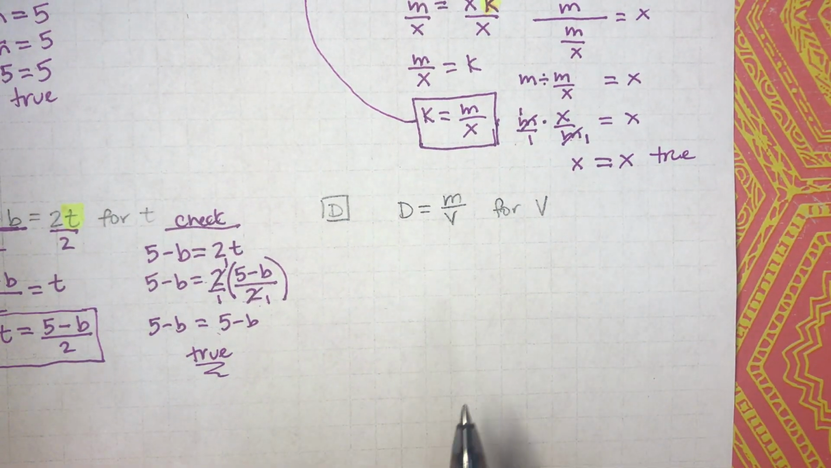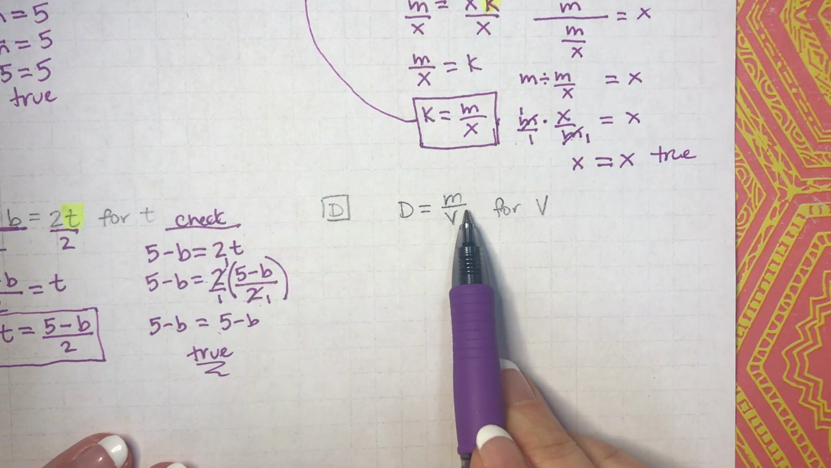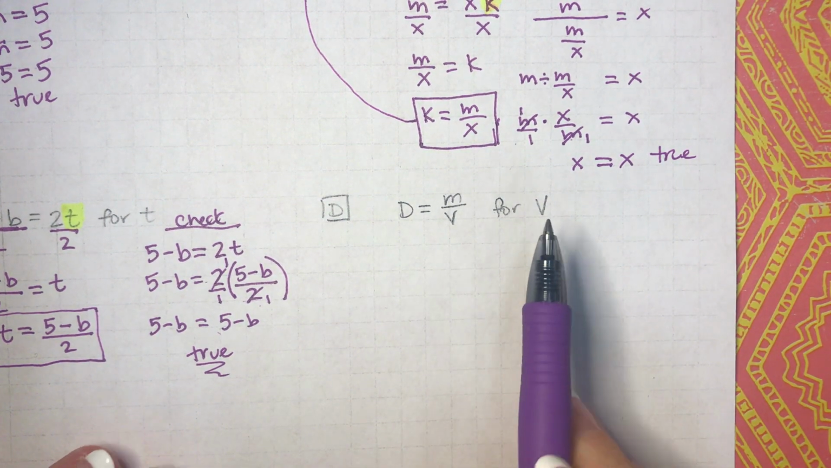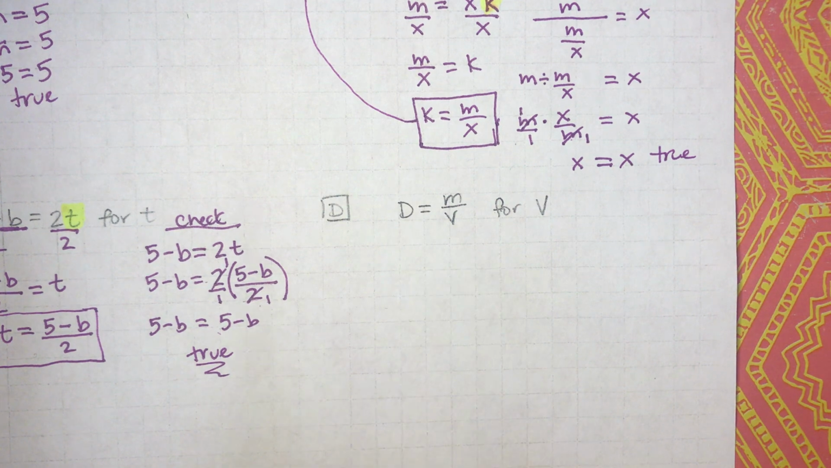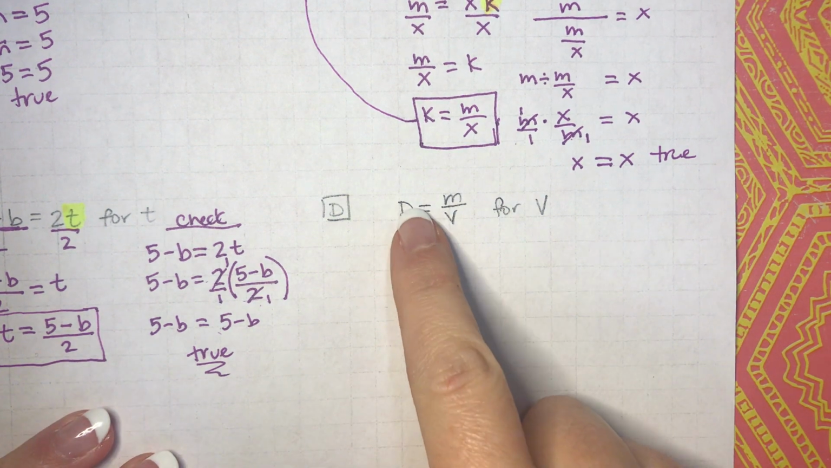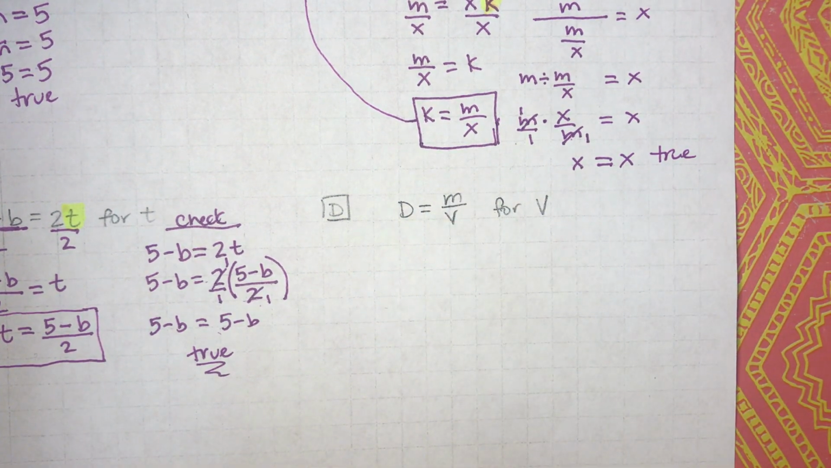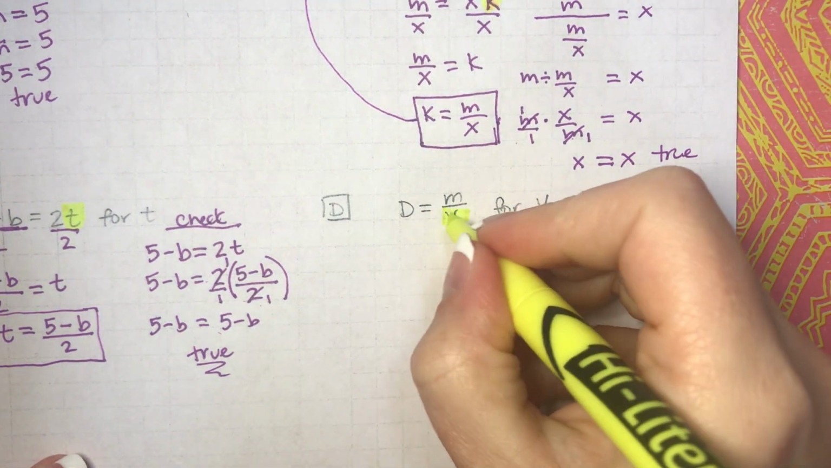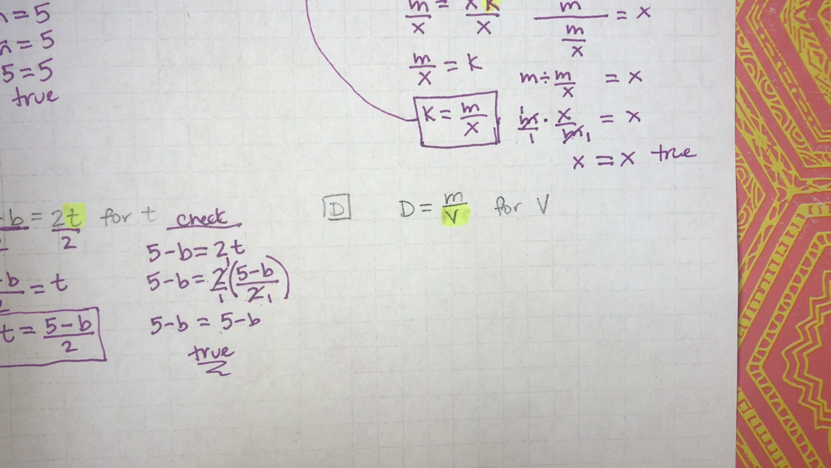All right. D says d equals m divided by v, solve for v. So we're solving this literal equation, right? A literal equation is an equation that has more than one variable. And how many does this have? This has 1, 2, 3. So yes, this is definitely a literal equation. And we're going to solve it for v.